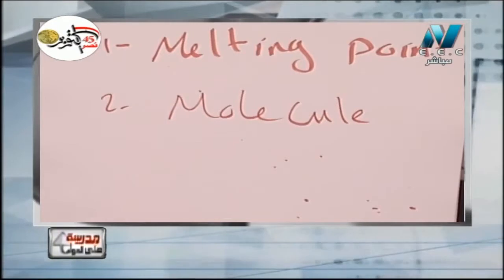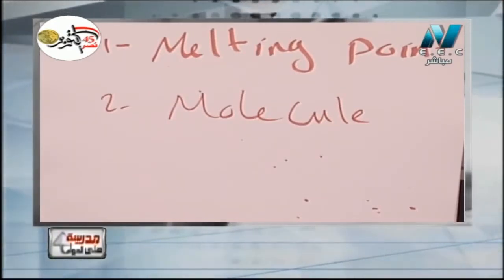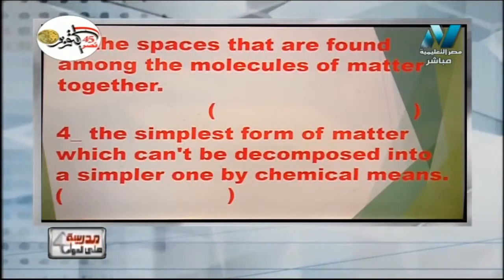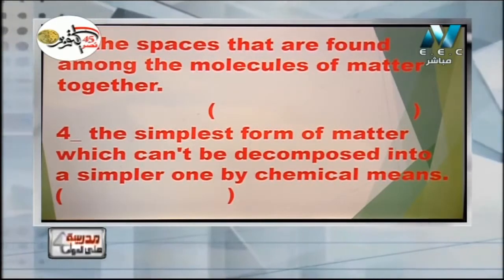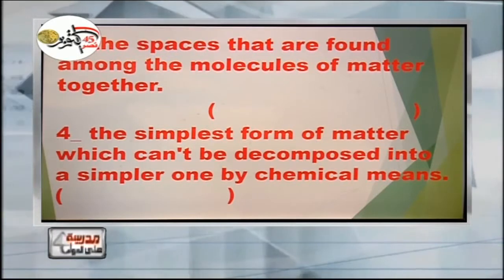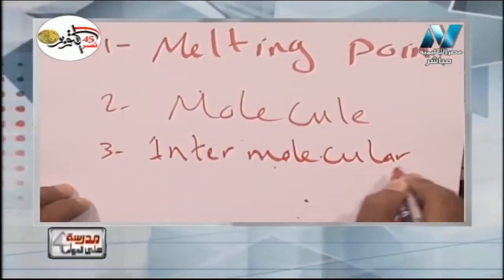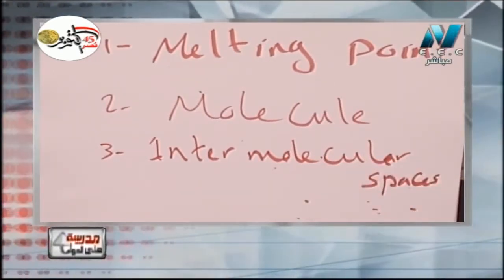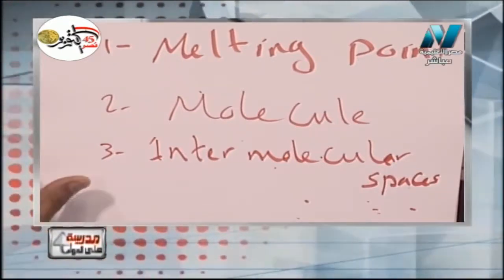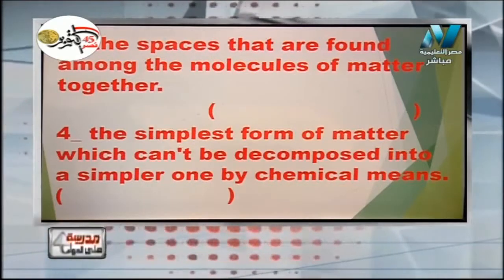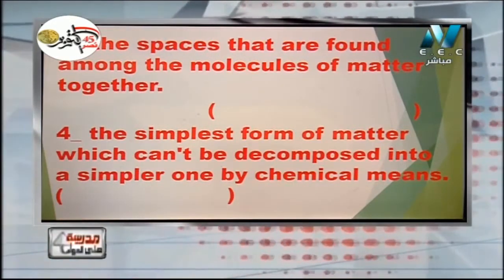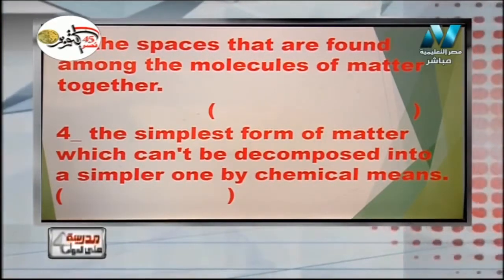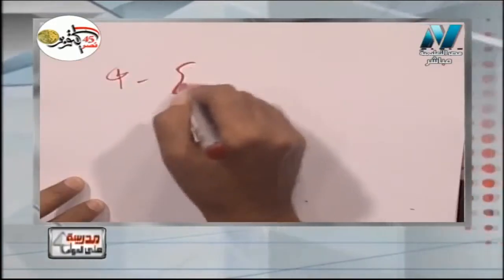Number 3, the spaces that are found among the molecules of matter. Here we have the word spaces and we have molecules, so it will be intermolecular spaces. Number 4, the simplest form of matter which can't be decomposed into a simpler one by chemical means. Which is the simplest form of matter? It is the element.